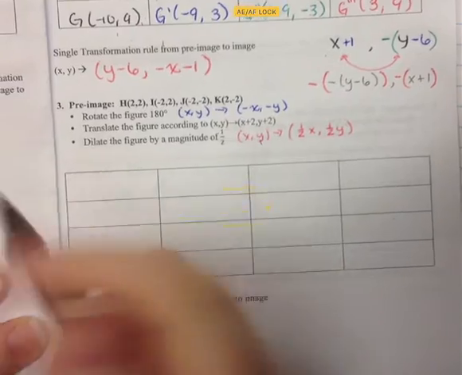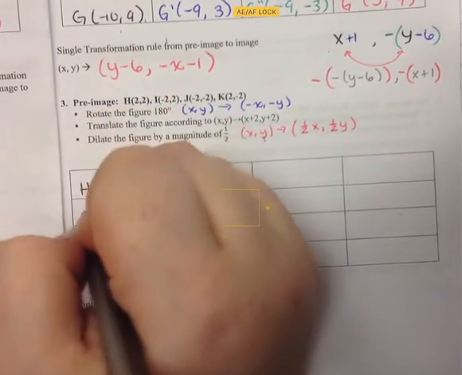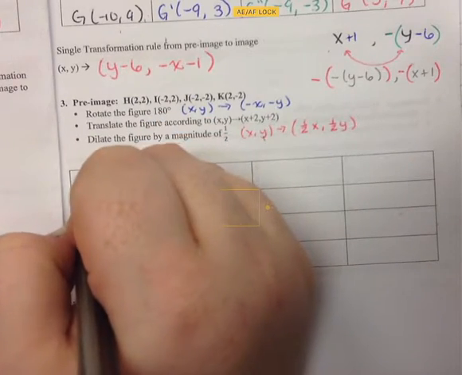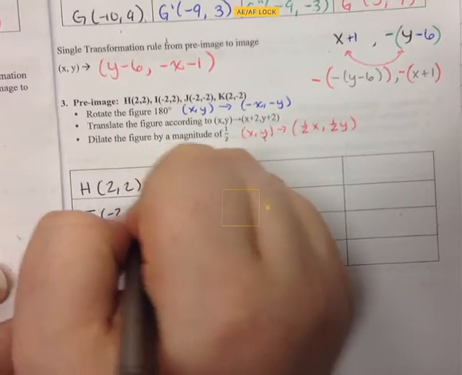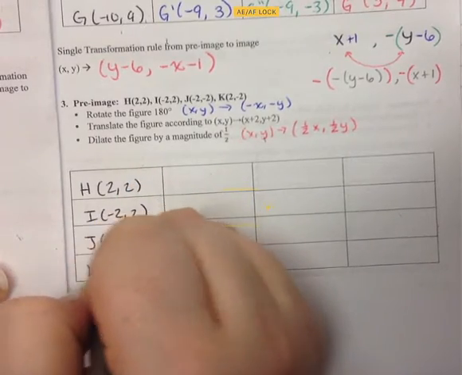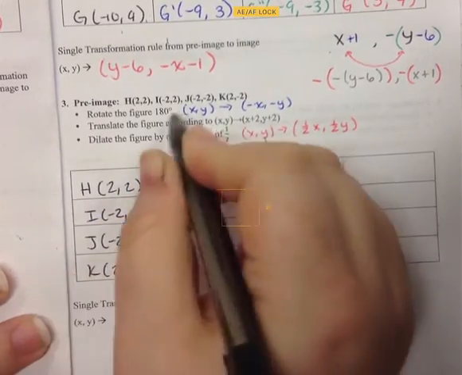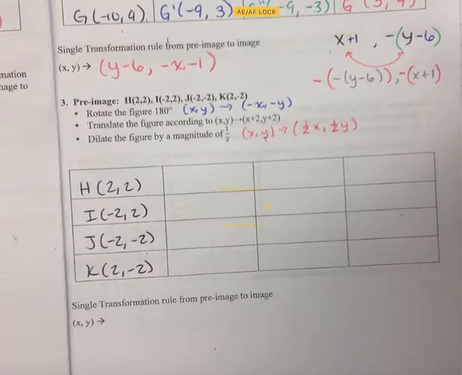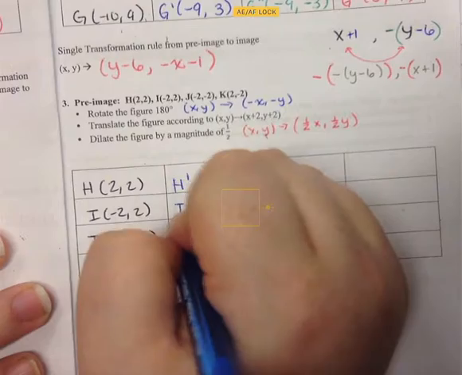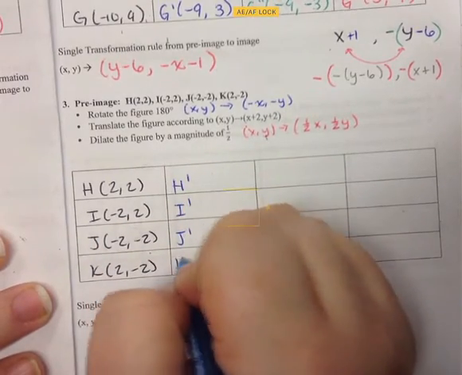And we're going to start with a pre-image coordinate. So we have H is at 2, 2. I is at negative 2, 2. J is at negative 2, negative 2. And K is at 2, negative 2. Coming straight from those coordinates. So in blue, we're going to have H prime, I prime, J prime, and K prime.